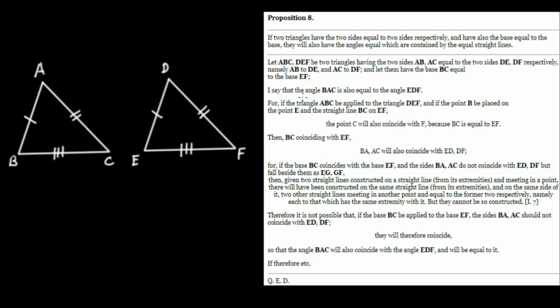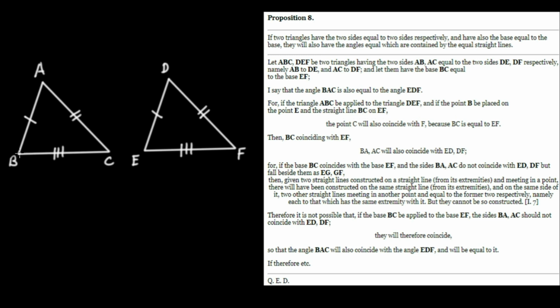Euclid claims that the angle BAC is also equal to the angle EDF. So he claims that this angle is the same as this. And now we're going to go ahead and prove that. So how do we prove this? He says, for if the triangle ABC be applied to the triangle DEF, and if the point B be placed on the point E, and the straight line BC on EF, so what's going on here?